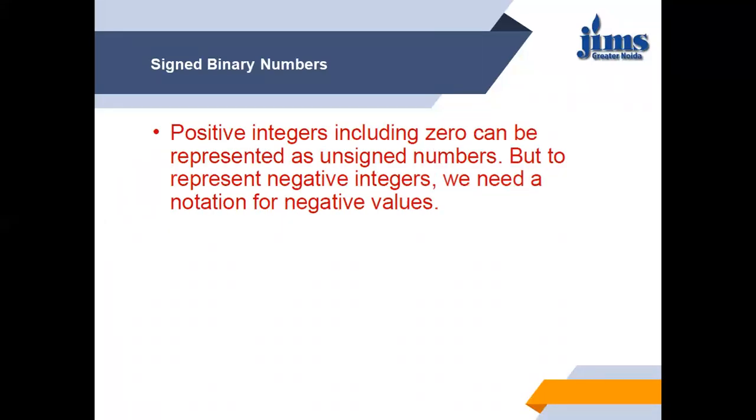The positive integers including 0 can be represented as unsigned numbers. But to represent a negative integer, we need a notation for negative values, because when we are using a computer, we cannot put a negative sign. In binary, we have two digits only, either 0 or 1. So there is a way to represent a number with the help of zeros and ones, so that when I look at the number, I can directly identify whether it is a positive or a negative number.